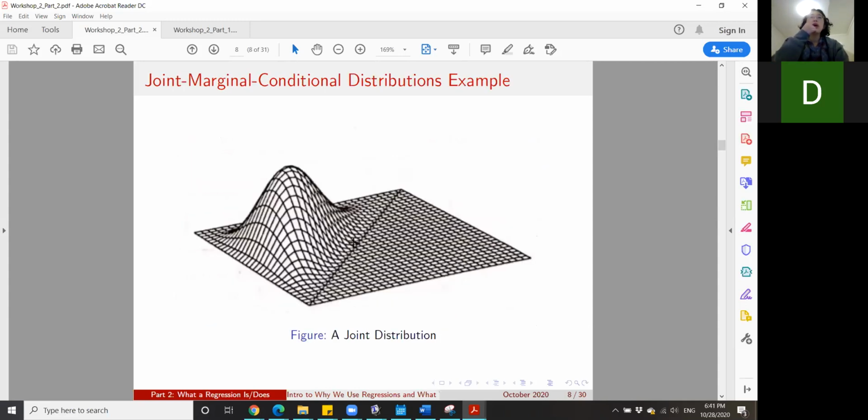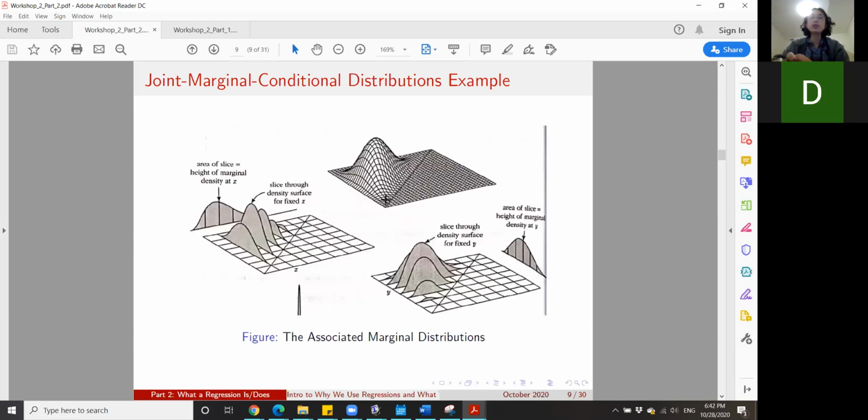Okay, something else that's important to remember is the relationship between joint distributions, marginal distributions, and conditional distributions. This is just a pictorial example. Here we have the same joint distribution. If you want to find the marginal distribution, you're projecting it against the side, pushing everything to the side to create these marginal distributions. You can also think of it, as described in this picture, as slicing through, and the area of the slice is the height of the marginal density at that fixed slice.